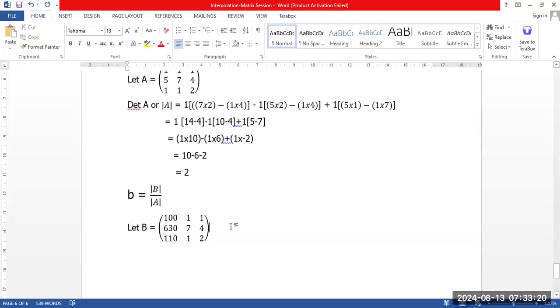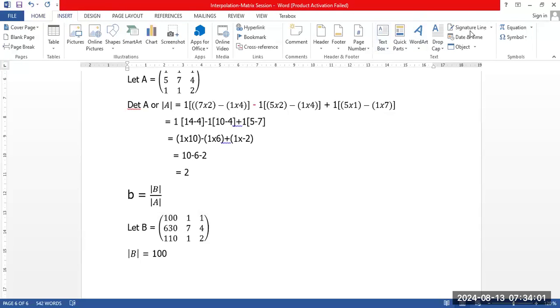Once you get B, then look for the determinant of B using the same steps. Same steps we are using here to get the determinant of A. We start with what? The first figure here is what? 100. Then we open brackets.